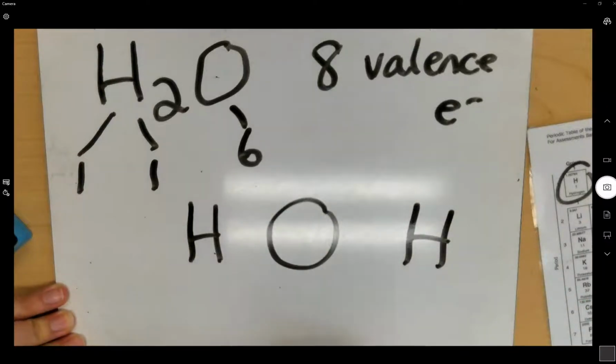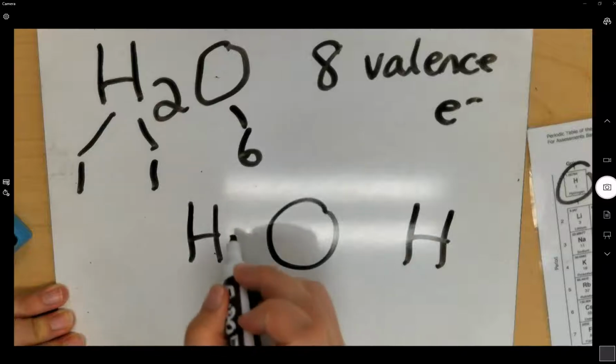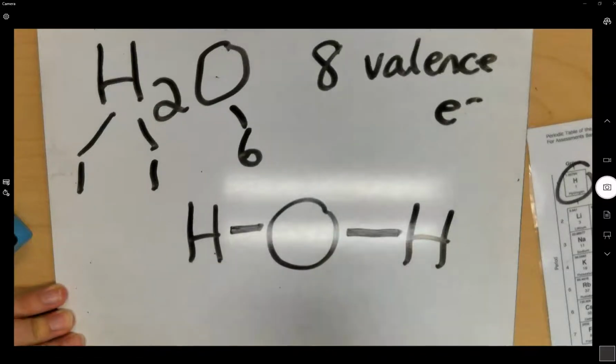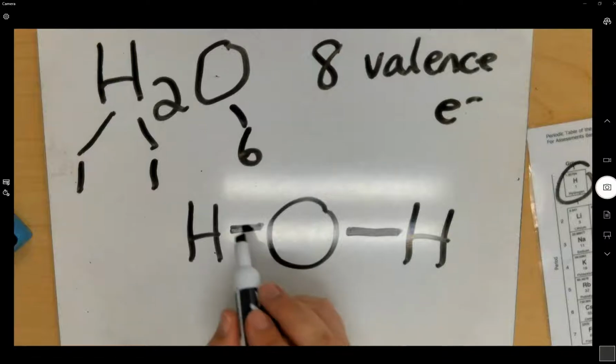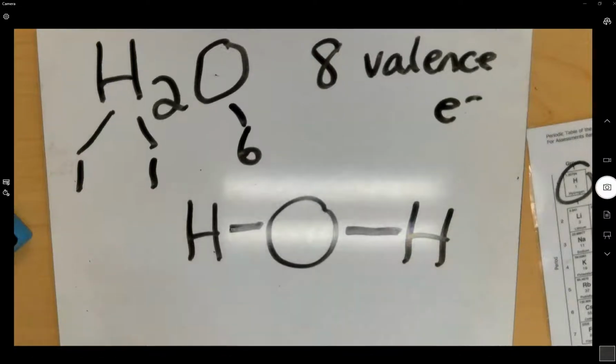Now, I'm going to start by connecting the atoms with single bonds. I know that they have to have at least single bonds because I know they're bonded together. So there's 2 electrons in each bond. So I've used a total of 4 electrons so far, which means I have 4 electrons remaining.